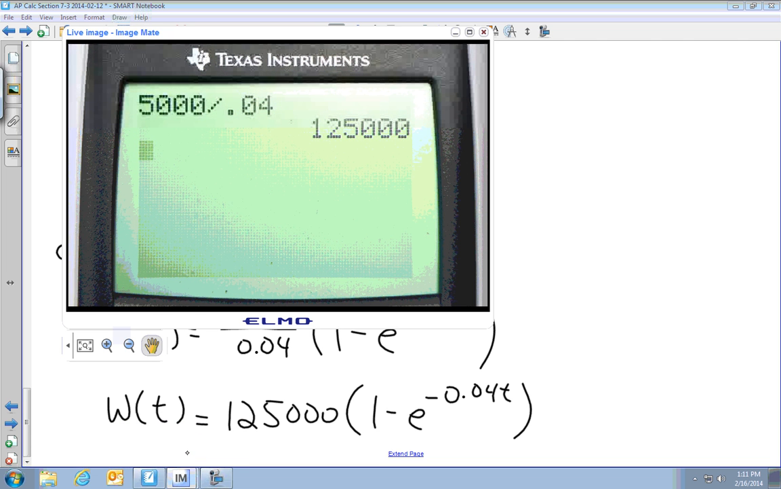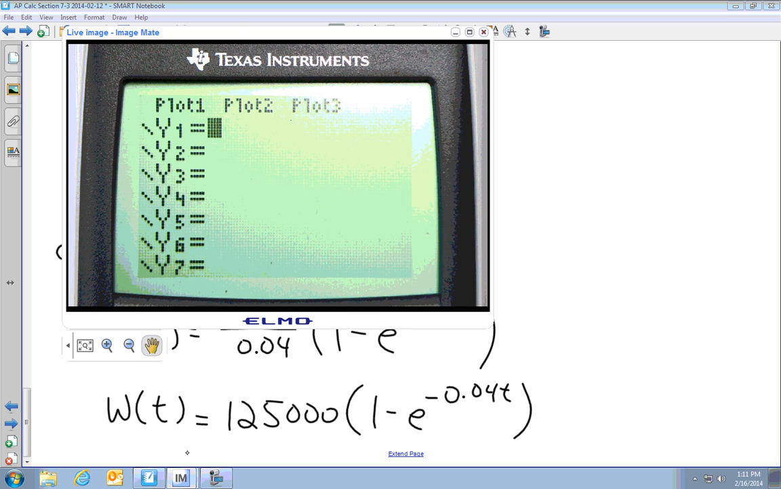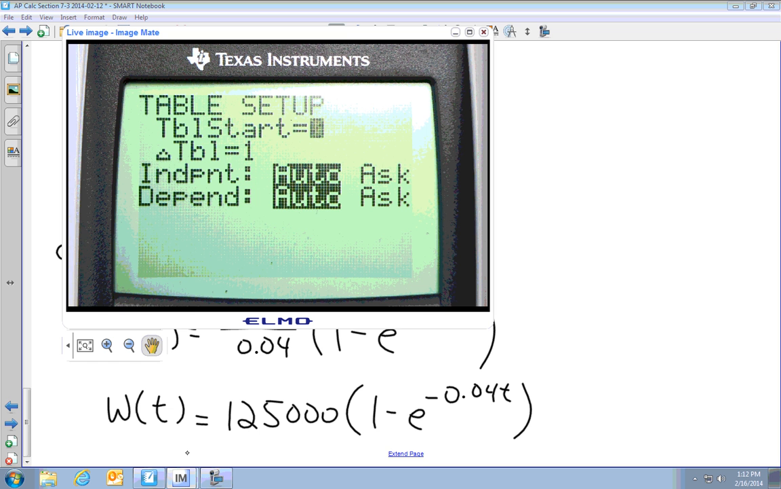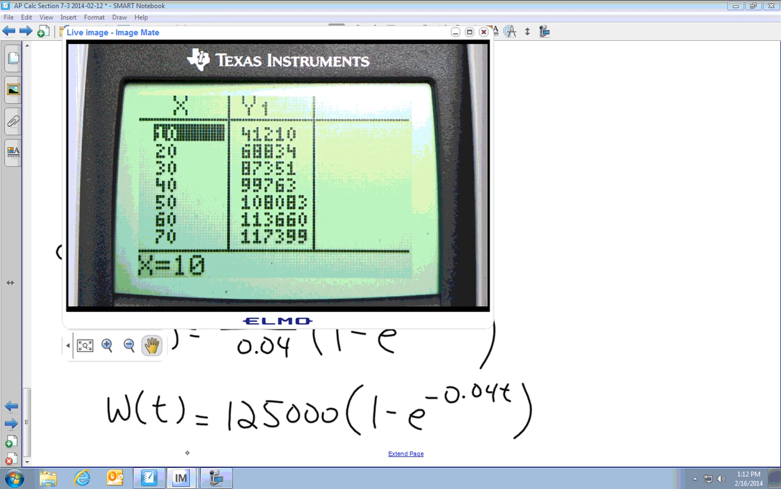Again, there was that constant we just calculated. So in y1, let's put in our equation. It's 125,000 times 1 minus e raised to the negative 0.04 times x, of course, in order to use my table. I'm just going to go to my table and make sure it's set up right. We're going to start it out at 10, since that's the first value they wanted here, and I'll have it changed by 10, because they want 10, 20, and 30. So that will give us a table of the values that we're looking for.